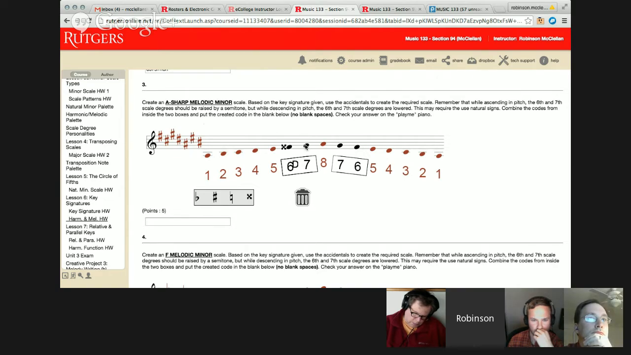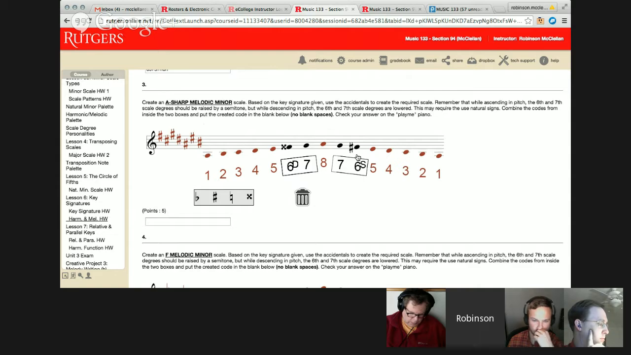And then, in case this is confusing, I might as well complete the picture here. To take it back to its default, you don't want a natural this time, because in the key signature it was a sharp. So you actually want to put a sharp back on it over here.